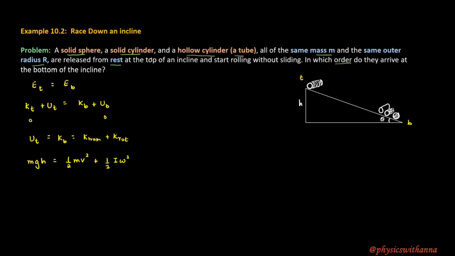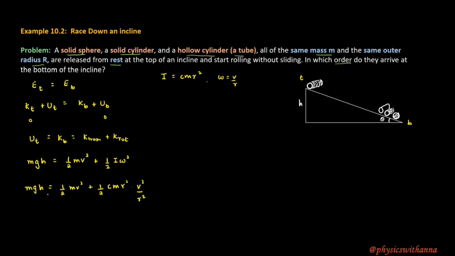Now, I for each of these objects will be different, so we can just use the general rule for I, which is I equals CMR squared, and then compare the values of C later when we arrive at the rule for V. Omega I can write as V over R. So let's substitute these values over here. I write mgh equals half mv squared plus half, in place of I, we write CMR squared. Omega squared will be V squared over R squared.